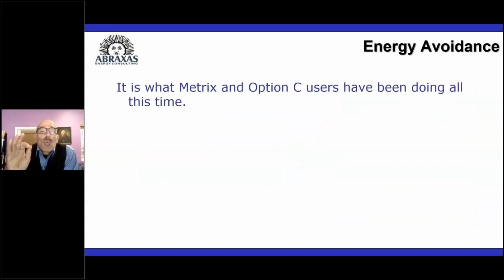And in Metrix, a lot of ESCO people use Option C. I mean, a lot of them don't. But when they do use it, a lot of them use Metrix. Some of them use Excel, but a lot use Metrix, or a lot have graduated over to Option C, which is the replacement of Metrix. And they've been doing energy avoidance all this time. So what you've been doing is energy avoidance.